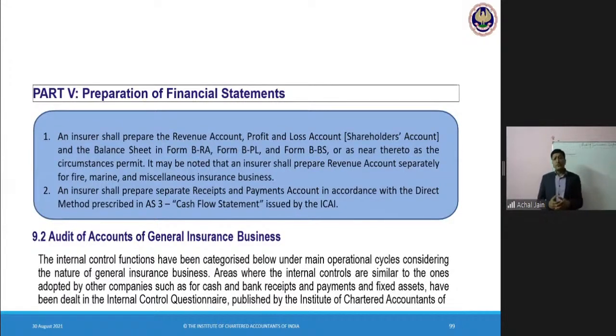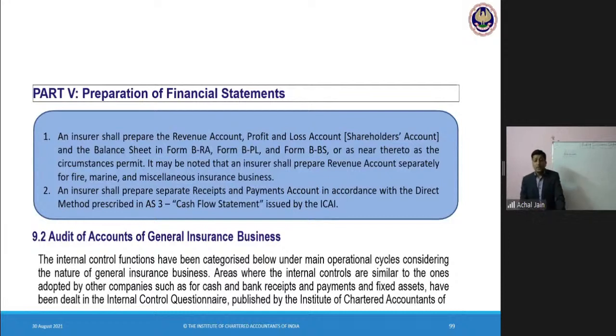So if you think about all of these audit procedures, which I've just discussed and which we also discussed in case of life insurance business, do you think they should not be the same for general insurance business? Quickly, what do you think? Should those be similar? Can we apply similar audit procedures over here or not? Yes or no? The answer will be yes.